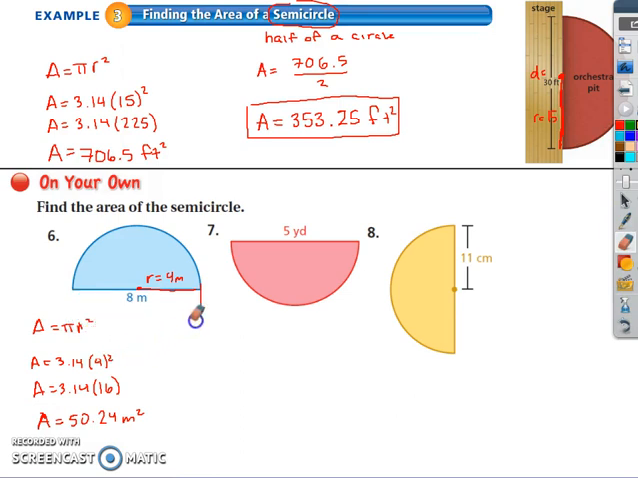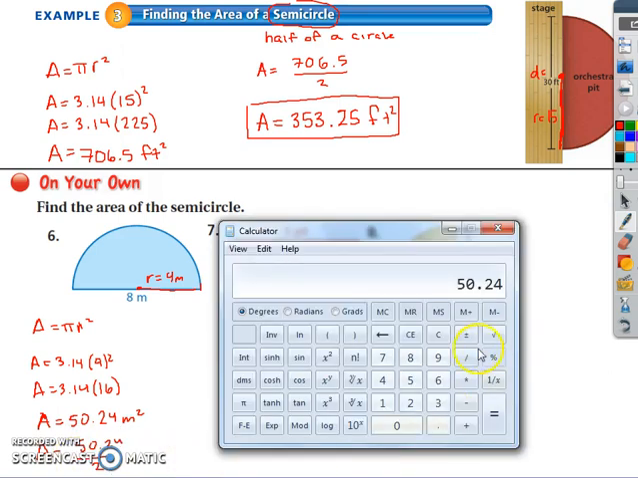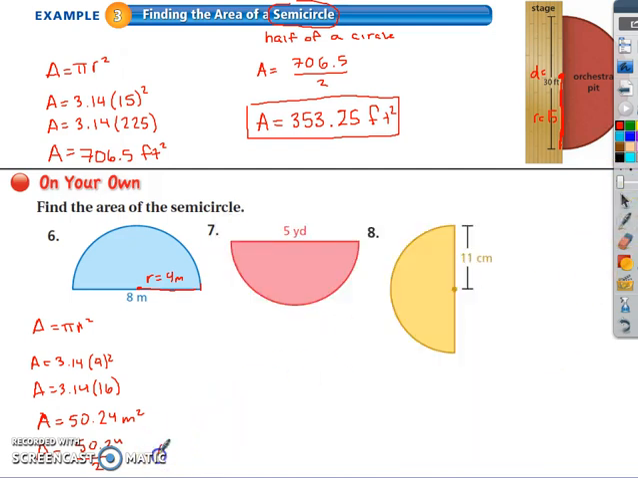That blue part is just 1/2 of that total area. So I need to go erase the rest of that other half of the circle and divide this by 2. So the area that we're actually looking for is 50.24 divided by 2. When I take this 50.24 and divide by 2, I get 25.12. So my area is actually 25.12 square meters.